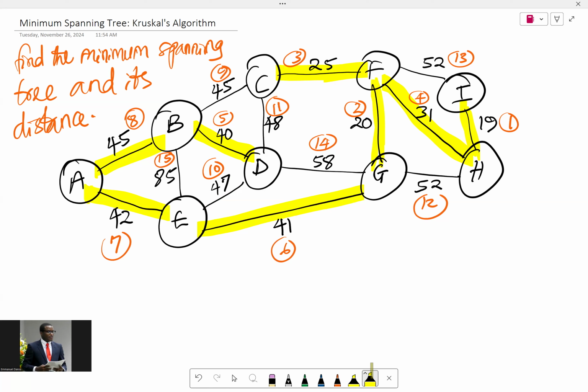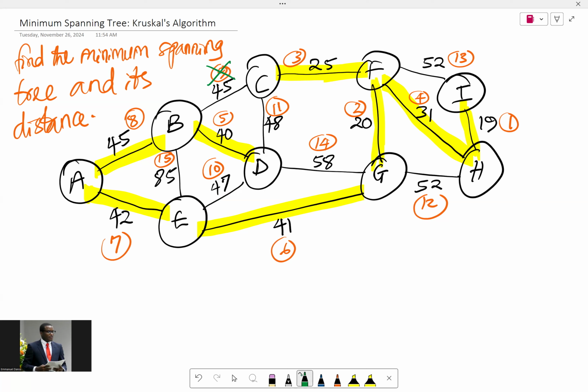Now, this is not necessary anymore because we have already reached. B has been reached, C has been reached. So this edge is not necessary. So we can cross that out. Okay, we can just cross this out because we have B reached and C already reached.